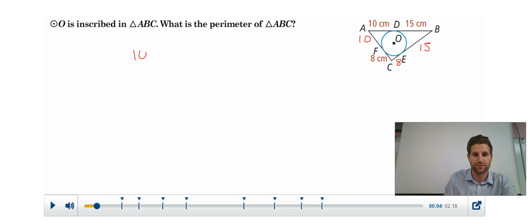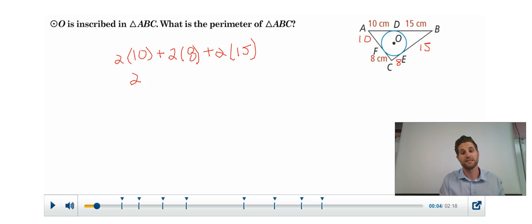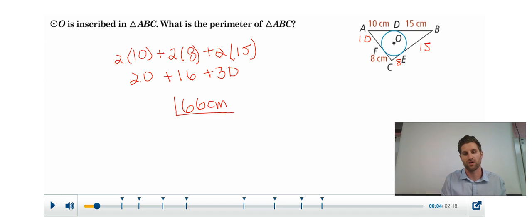So it's just kind of a little shortcut. We get to basically do 10, and there's 2 of those, plus 2 of the 8s, and plus 2 of the 15s. And once we add all those up, that's going to be 20, 16, 30, I believe we end up with 66 centimeters for our perimeter, which is the distance around the triangle.